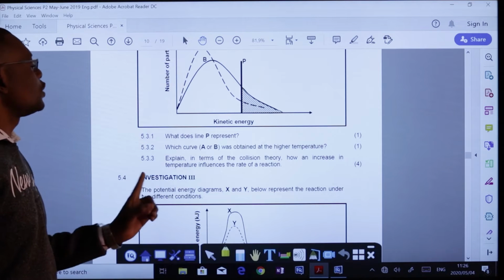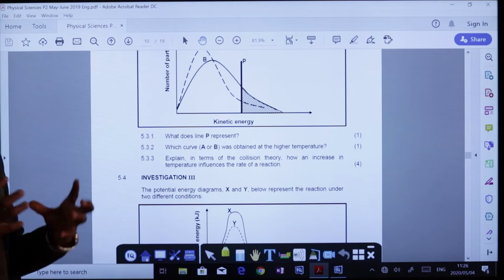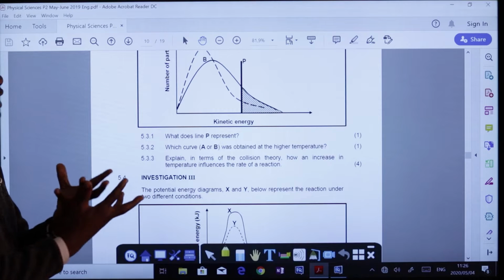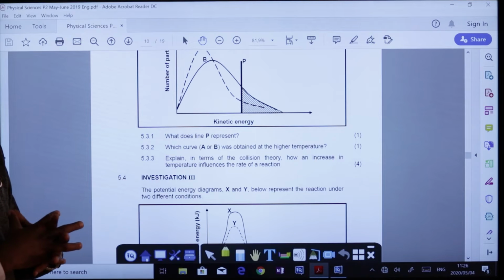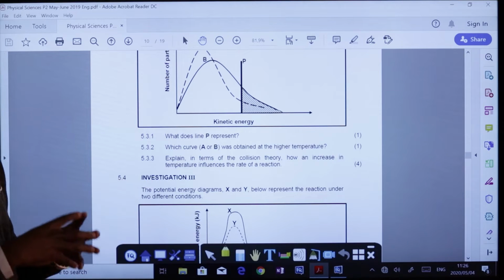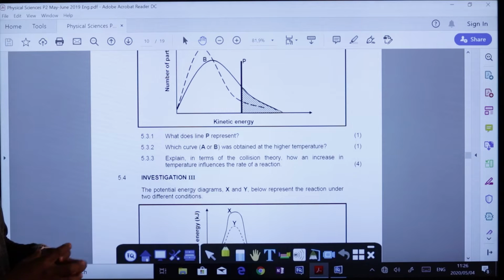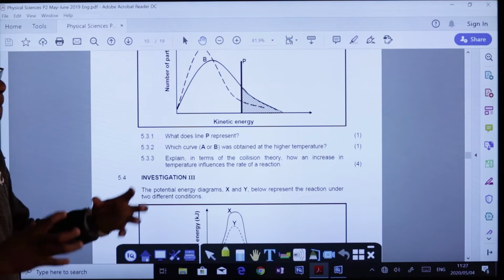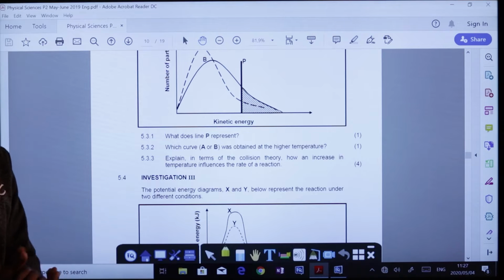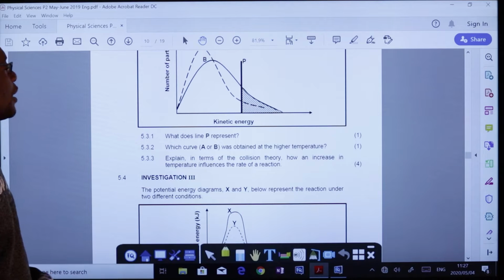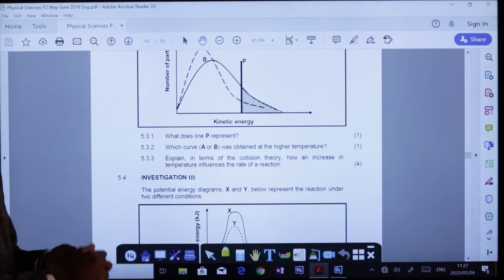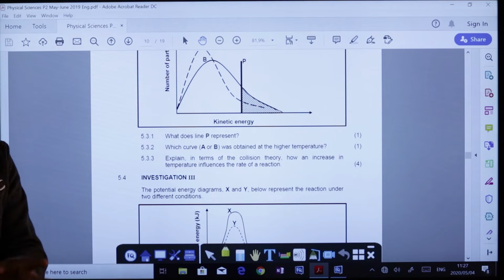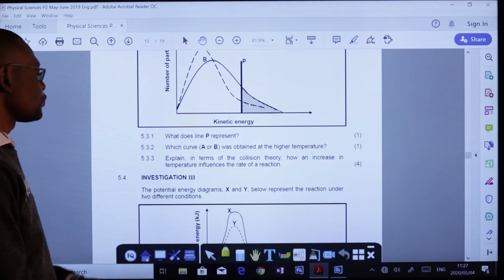So according to the collision theory, the molecules move around and bump against each other and bump against the walls of the container. And it is during those random movements and collisions where they bond and form molecules and then form intermediates, which will go on to form products of the reaction.